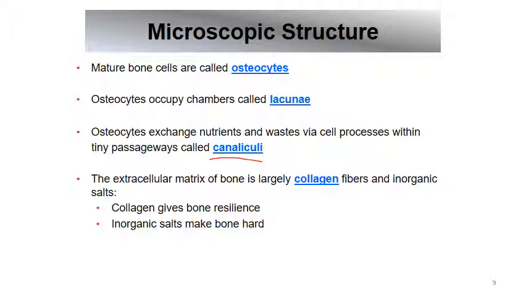On your study guide, I asked what fibers are found in bone. Collagen fibers. There are a lot of collagen fibers that give the bone strength, but then also the inorganic salts, meaning calcium, phosphate, the other minerals, give the bone its hardness.